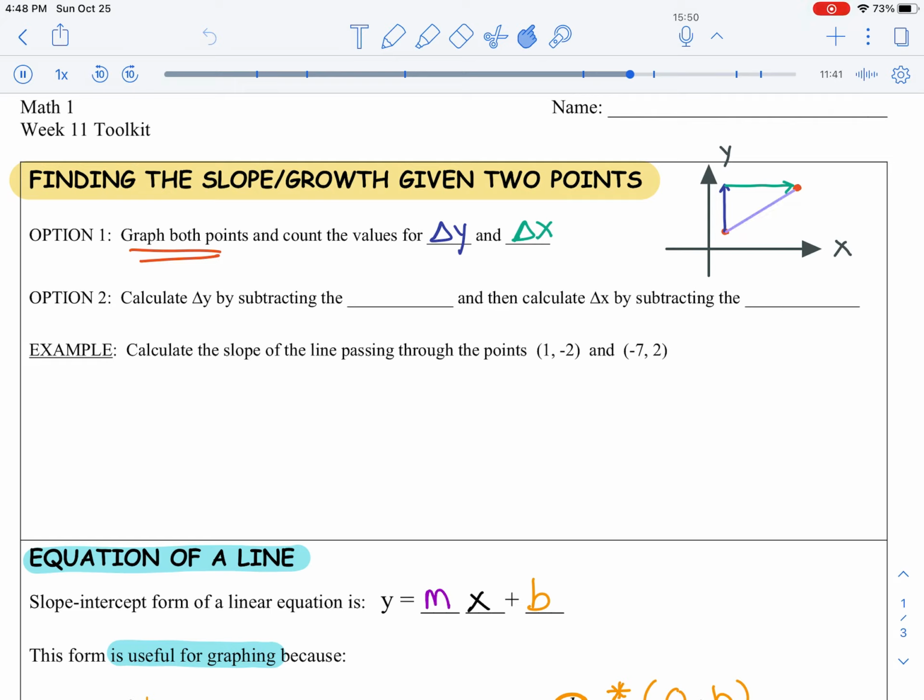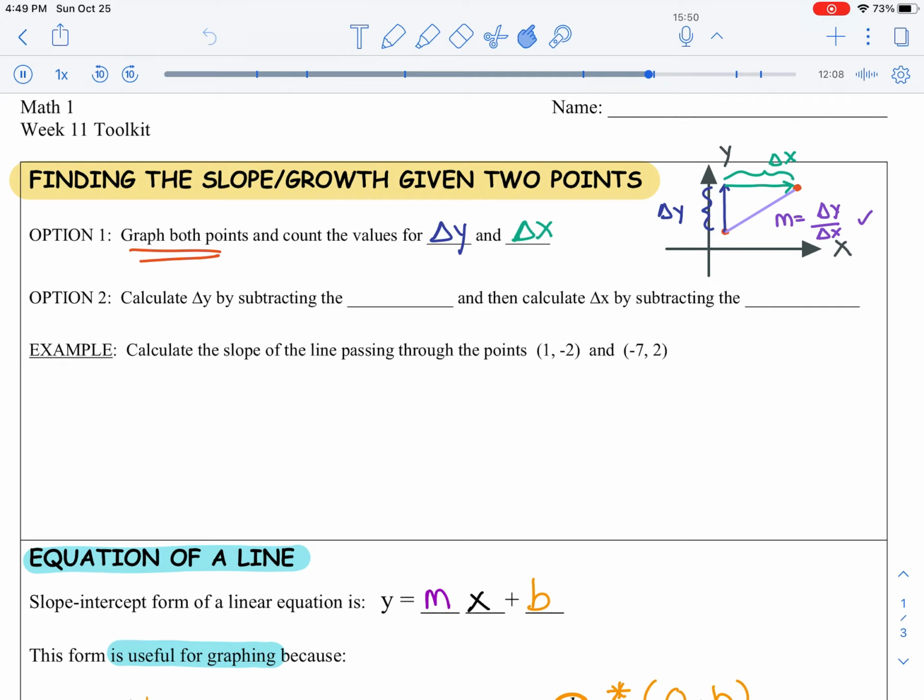Now, the thing that we like about this is that then the distance up that vertical line is the change in y, and the distance across is my change in x. Then calculating my slope is very nice and easy. I just take the change in y and I divide it by the change in x.